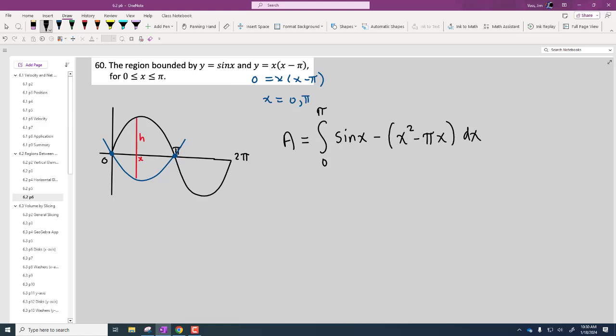We can distribute and integrate. Probably do that all at once. Integral of sine, negative cosine. Integral of negative x squared is negative x cubed divided by 3, plus integral of pi x. We add 1 to the exponent and get x squared divided by the new exponent. We get 2. This is going to go 0 to pi.